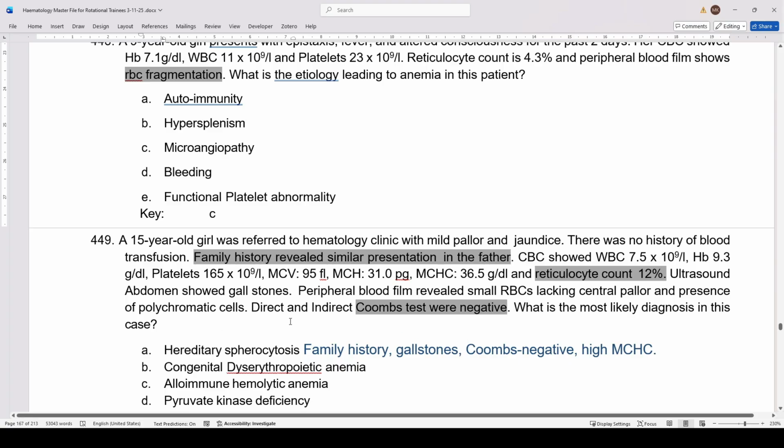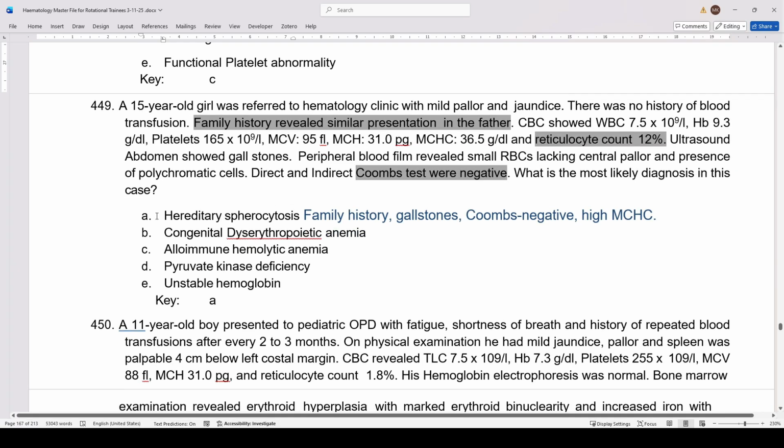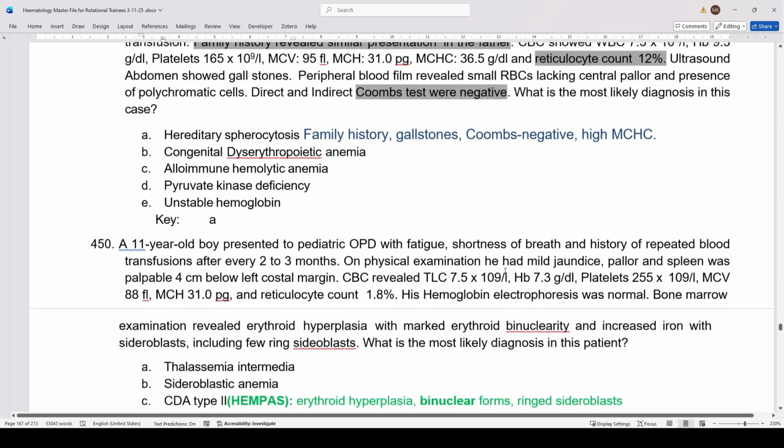What is the most likely diagnosis? The most likely diagnosis here is hereditary spherocytosis, because family history is positive. It is an autosomal dominant disease. Patient will have pigment gallstones because of the increased extravascular hemolysis. Coombs test is negative, high MCHC. So this is a case of hereditary spherocytosis.